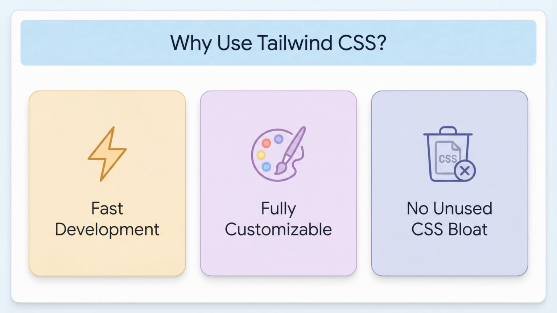Why would you choose Tailwind over writing vanilla CSS or using something like Bootstrap? First, it dramatically speeds up development because you're not context switching between HTML and CSS files. Second, it's fully customizable. You can define your own design system. And third, with proper configuration, Tailwind purges unused styles, so your final CSS file stays tiny.